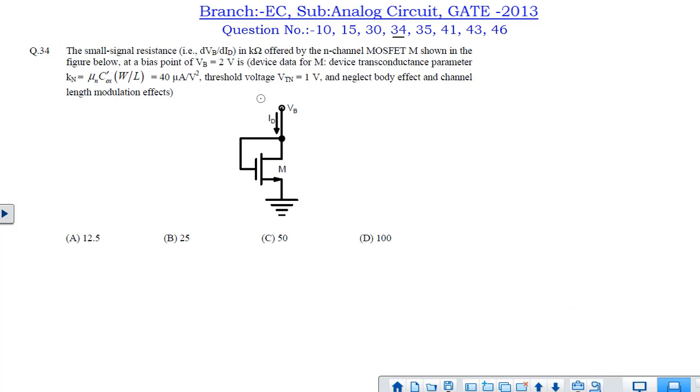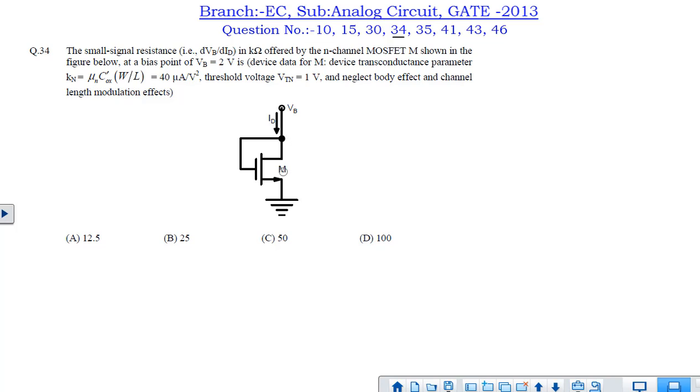Next question is question number 34. In this question, an NMOS transistor is given. We have to find out the dVB by dID value of this transistor, and this Kn value is also given. Threshold voltage is also given to be 1 volt, and it is given that there is negligible body effect and channel length modulation.